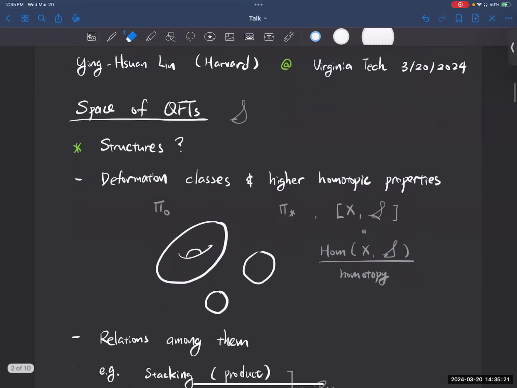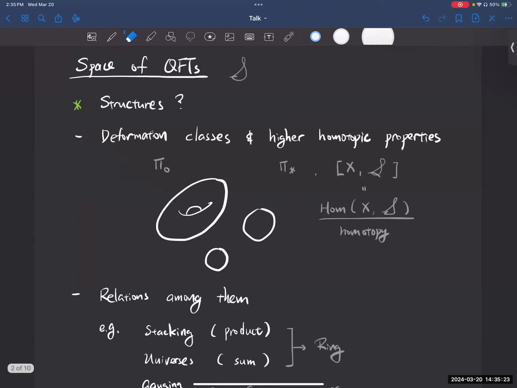So one aspect of the space you might be interested in is so-called deformation classes. When we think about quantum field theory, it's not often just one theory in isolation. You can turn on some operators, you can deform it, you do RG flows, etc. So we like to think of the space of QFTs not just with some discrete topology, but with some kind of continuity in there. And so we can speak of deformation classes.